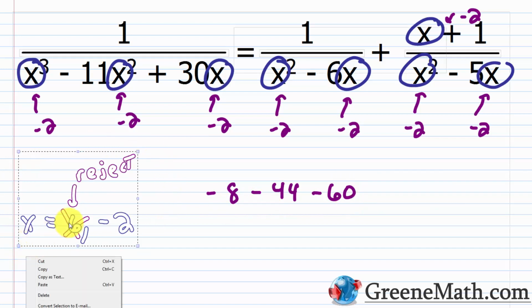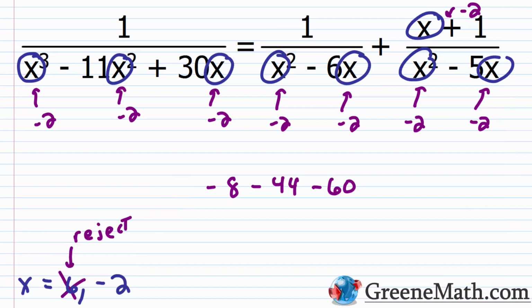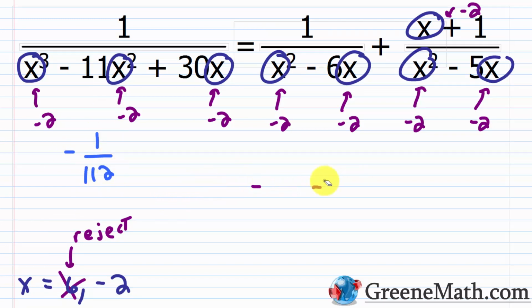Let me move this out of the way. I'm just going to scooch this down a little bit. So I'm going to say that this side on the left is negative 1 over 112. Okay, let's erase this. All right, so if I look at the right-hand side now, I'm going to have 1 over negative 2 squared, which is 4. And then you have negative 6 times negative 2, which is positive 12. So 4 plus 12 is 16. Let's put this as 16 here.